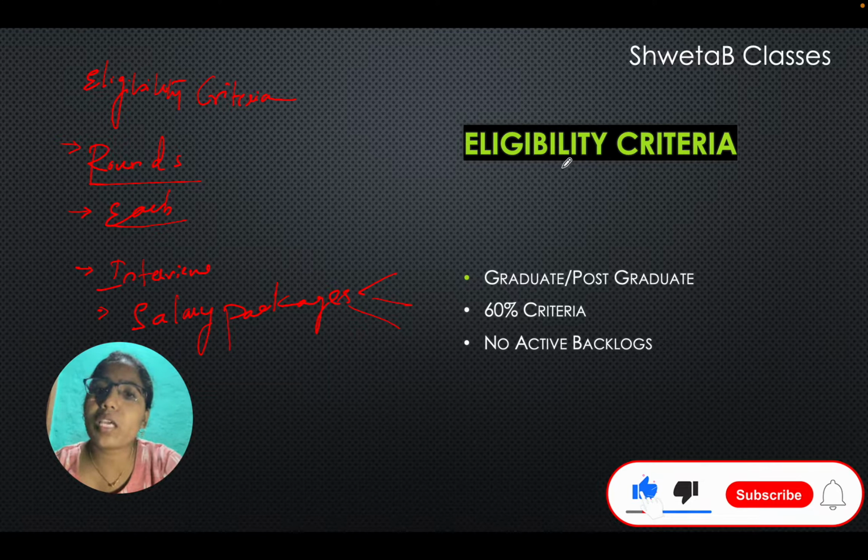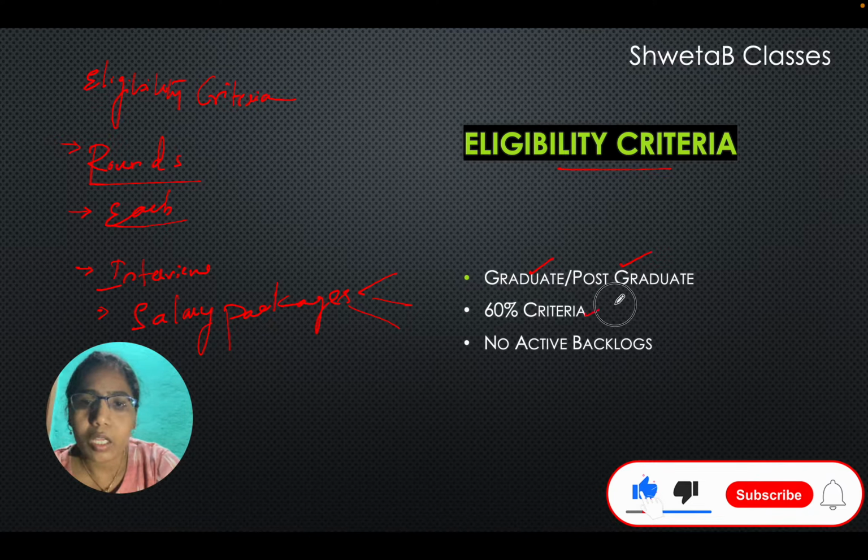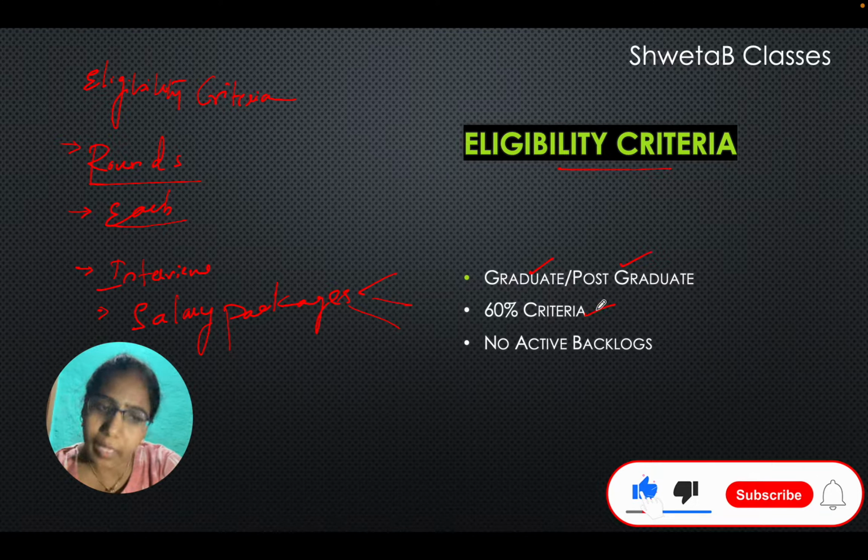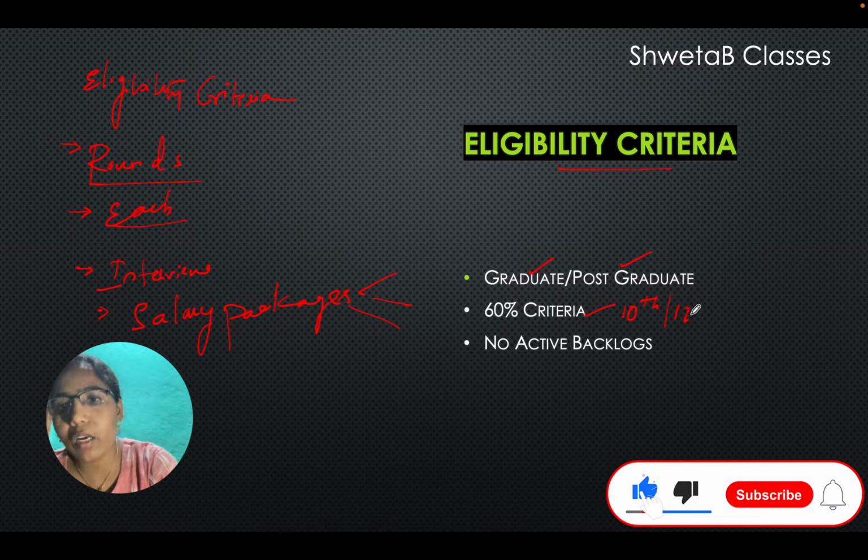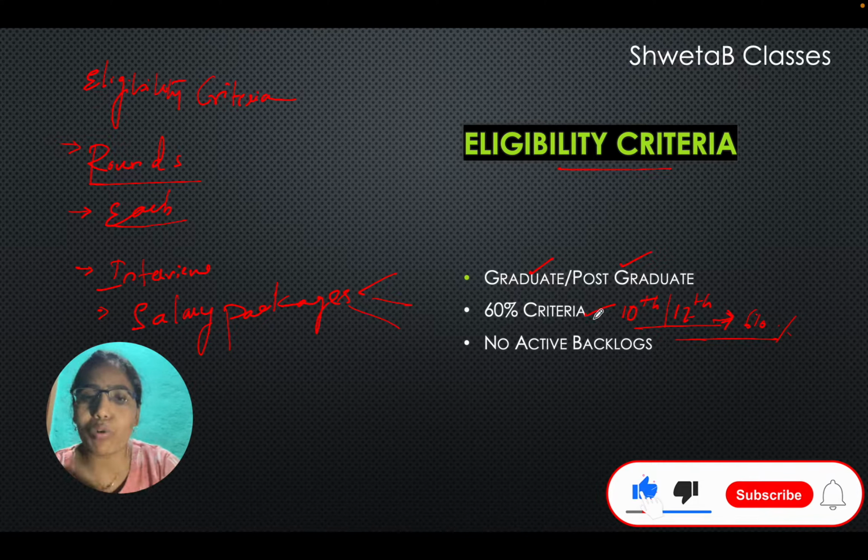Now the first thing is the eligibility criteria. Graduates can apply and postgraduates can also apply. The marks criteria is 60% throughout your academics, in the sense that even 10th and 12th standard marks should be more than 60%, but it might change for a few colleges, so don't take this as a final decision. And one more important thing is you should not have any active backlogs to attend Capgemini.